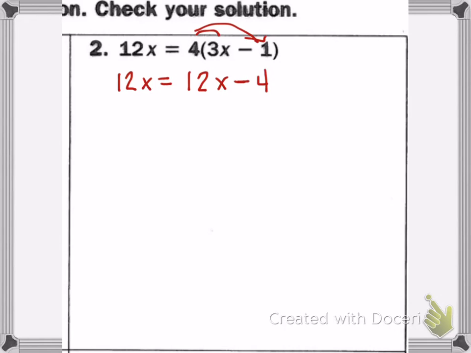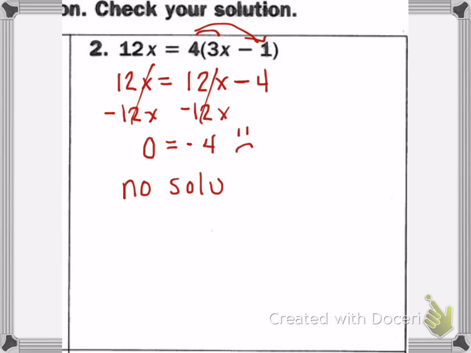Now you might notice right here, we've got almost the same thing on both sides, except 12x can't be the same as 12x minus 4. Now we could continue and we could get variables to both sides by subtracting 12x from both sides, but they'll cancel on both sides and we get 0 is equal to negative 4. Well, we know that is not true. So when our variables cancel out and we get a false statement, then that means we have no solution.